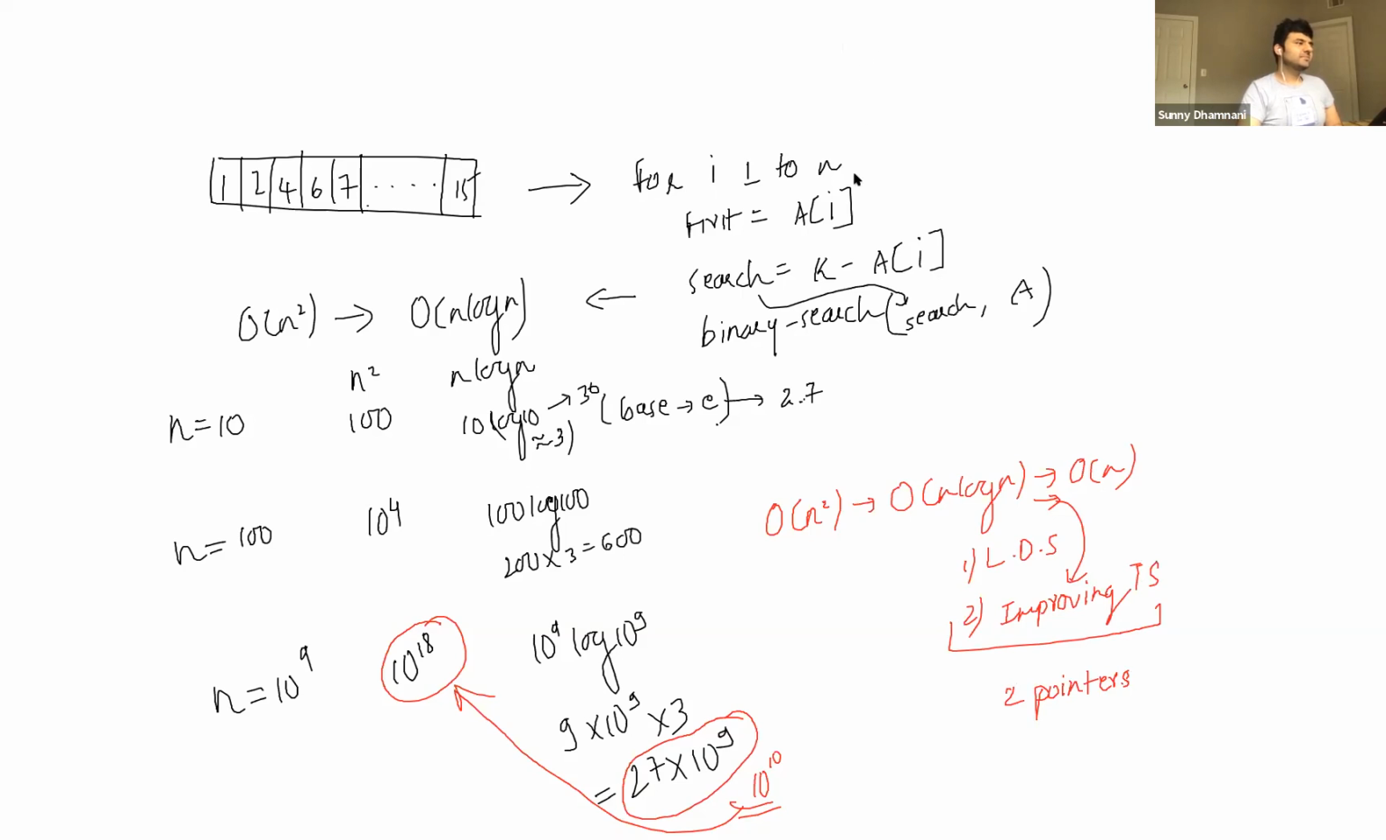Is everybody with me? Did I lose somebody? Oh, where's my chat? I can't see the chat. Anyways. Okay, so now we are aiming from n log n to order n. Let's start thinking about it.